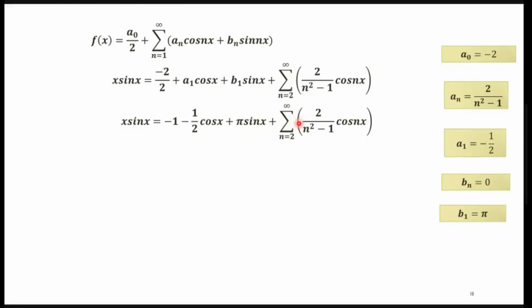Summation n varying from 2 to infinity. an is equal to 2 upon n square minus 1 cos nx. And bn value is equal to 0. So we have this as the expansion. Okay, this is the Fourier series expansion for f of x is equal to x sin x.